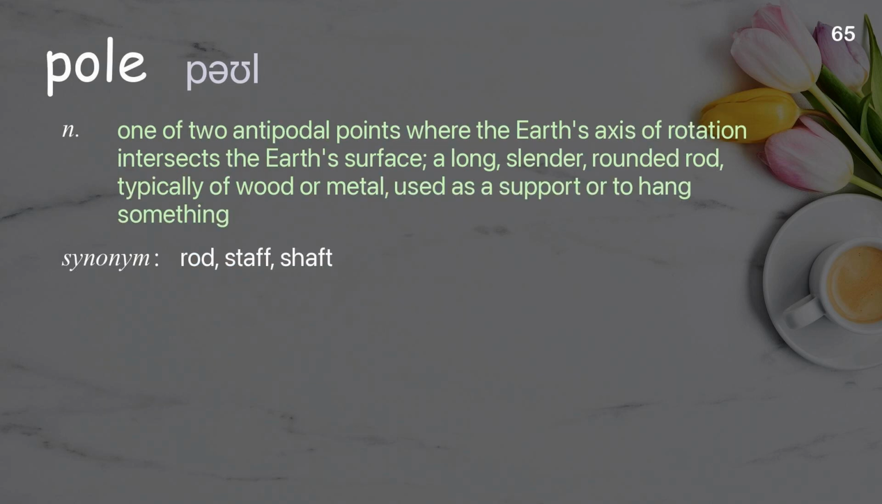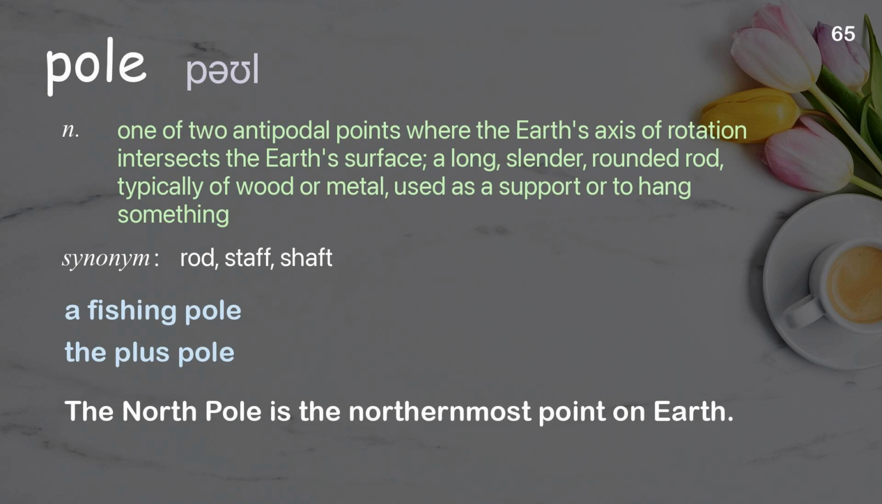Pole. One of two antipodal points where the Earth's axis of rotation intersects the Earth's surface, a long, slender, rounded rod, typically of wood or metal, used as a support or to hang something. Examples. A fishing pole. The plus pole. The North Pole is the northernmost point on Earth.